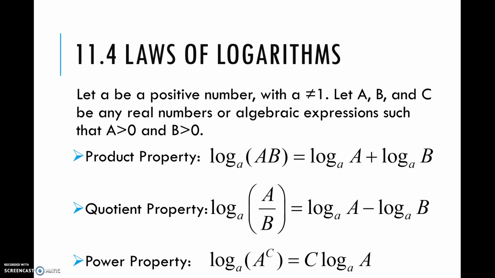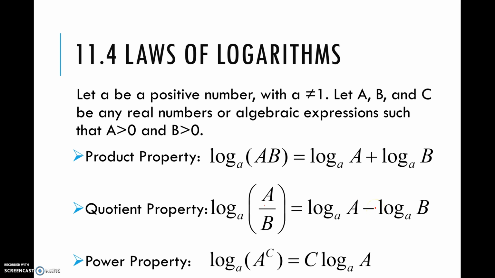The first property is the product property, and this explains what happens if there's multiplication inside of the log. If there's multiplication inside the log, it splits the log up into two separate logs and connects them with an addition sign. If you have division in the log, that's the quotient property. You don't need to memorize these names, by the way. If you have division inside the log, that log splits up into two separate logs connected with subtraction.